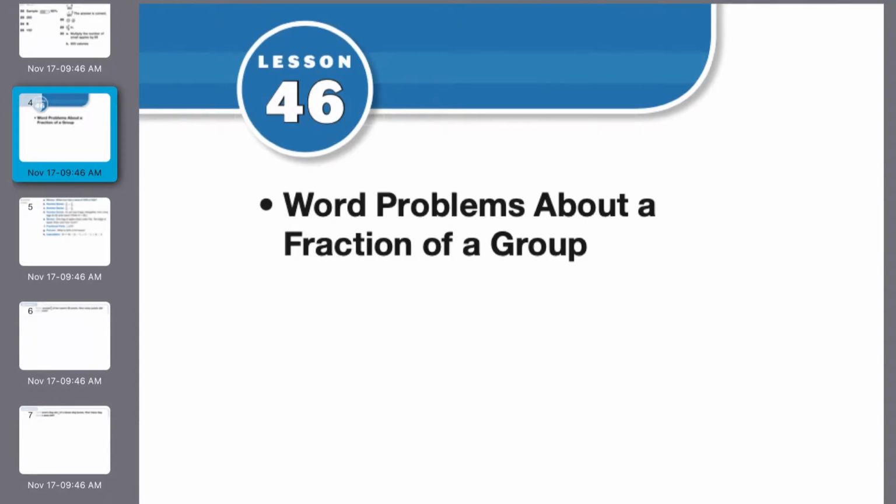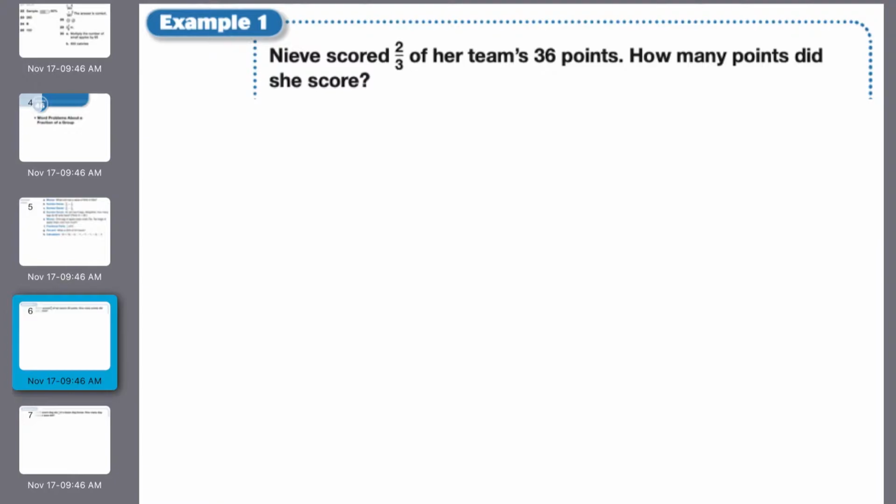Lesson 46, word problems about a fraction of a group. Naive scored 2/3 of her team's 36 points. How many points did she score?